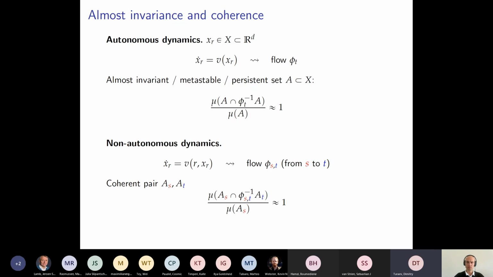Can we not brush this under the rug? Because what is close to 1? What do you mean? Yeah, fair point.